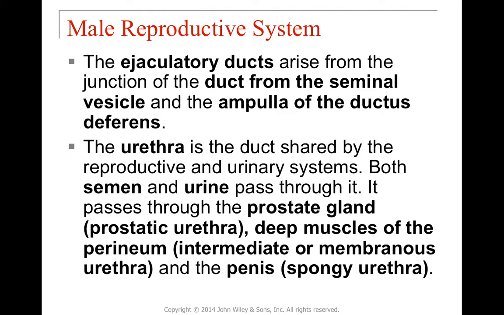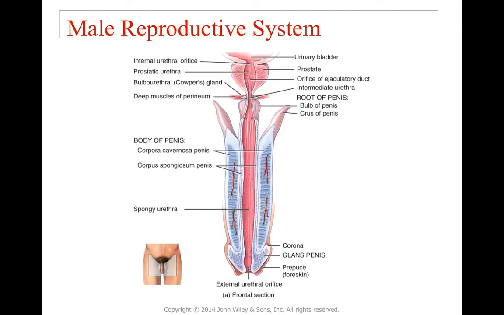Okay, so the urethra is that duct, that tube that's going to be shared by both the reproductive system and the urinary system. So both semen and urine are going to be able to pass through it, obviously not simultaneously. It's going to pass through the prostate gland, so we have several different sections, right? Remember, we have the prostatic urethra. Then it's going to pass directly through the muscles of the peritoneum, where it's going to go from the inside of the body to, it is still inside the body, but now it's inside the penis on the outside of the body, and that happens at the exchange of the intermediate urethra. And then the later part is going to head through the penis itself, and that's going to be called the spongy urethra.